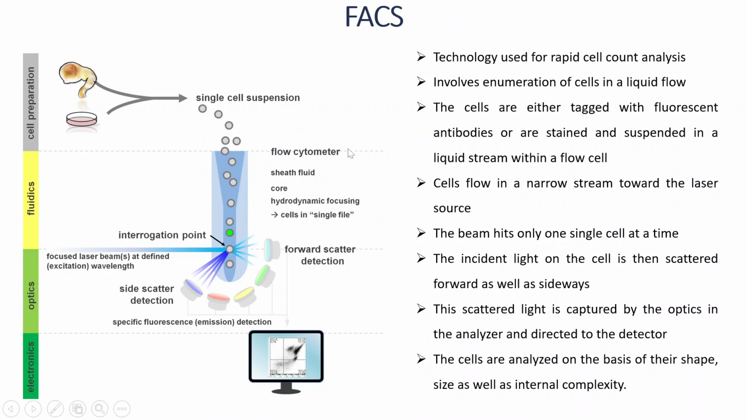So here in this figure, you can see that the cells are either tagged with a fluorescent antibody or are stained and suspended in a liquid stream within a flow cell. The cells flow in a narrow stream towards the laser source. The beam hits only one single cell at a time. The incident light on the cell is then scattered forward as well as sideways. The scattered light is then captured by the optics in the analyzer and directed to the detector. So the cells are analyzed on the basis of the shape, size, as well as their internal complexity.